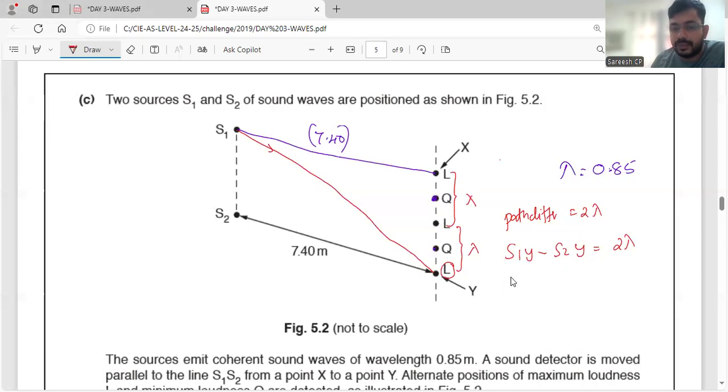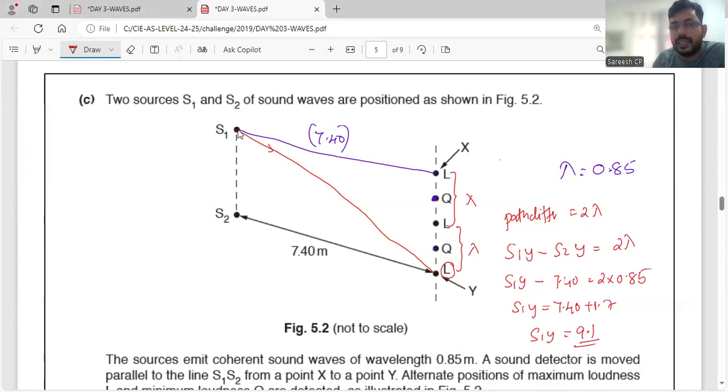S1y is what we need to find out. S1y minus S2y is 7.40, which equals 2 times 0.85. 2 times 0.85 is 1.7. So 7.40 plus 1.7 is 9.1. So S1y is equal to 9.1.